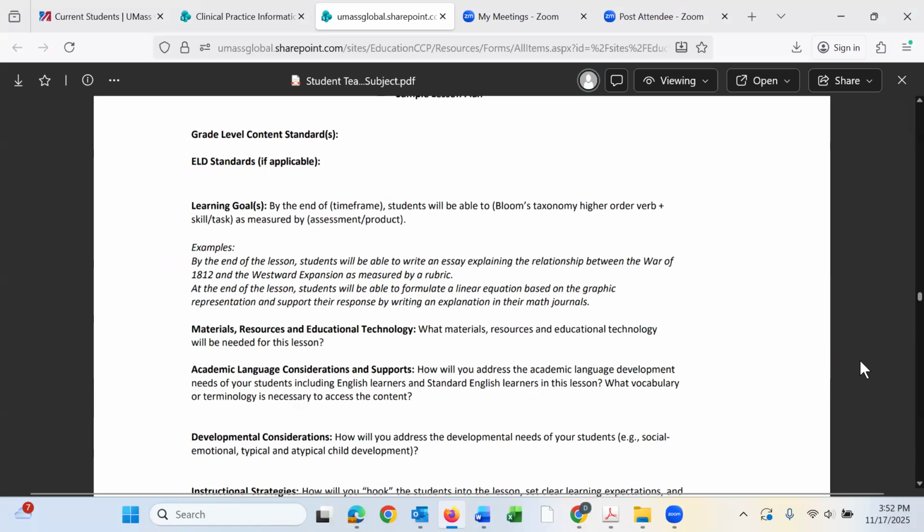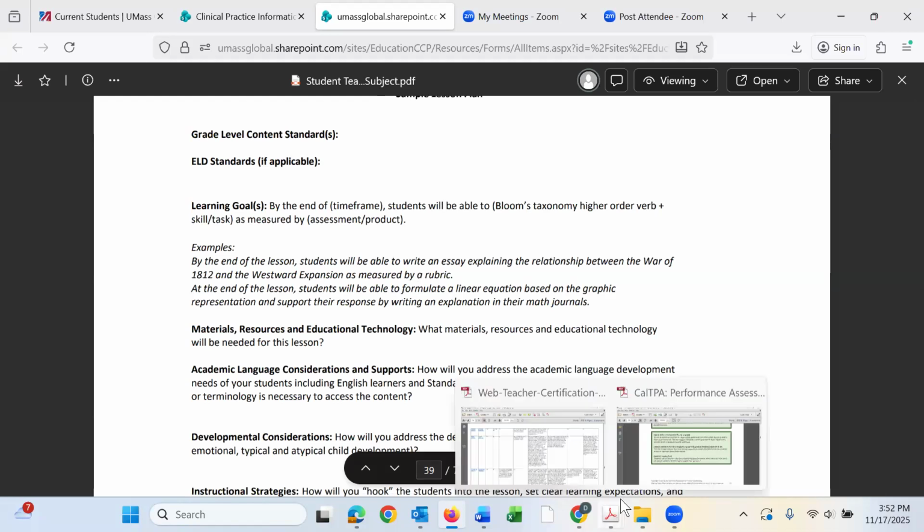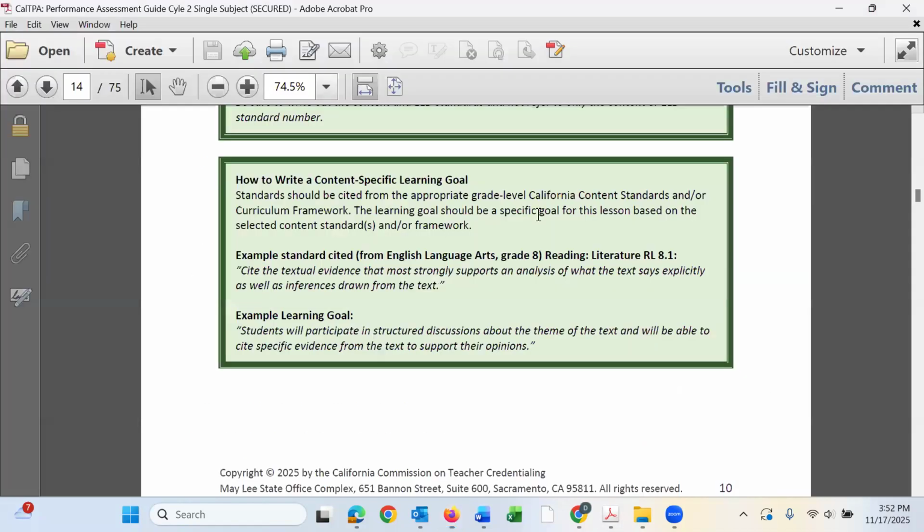Or at the end of the lesson, students will be able to formulate a linear equation based on the graphic representation, support their response by writing an explanation in their math journals. In the CalTPA, because you will be required to do this as well, and they give you some examples here about how to write a content-specific learning goal.